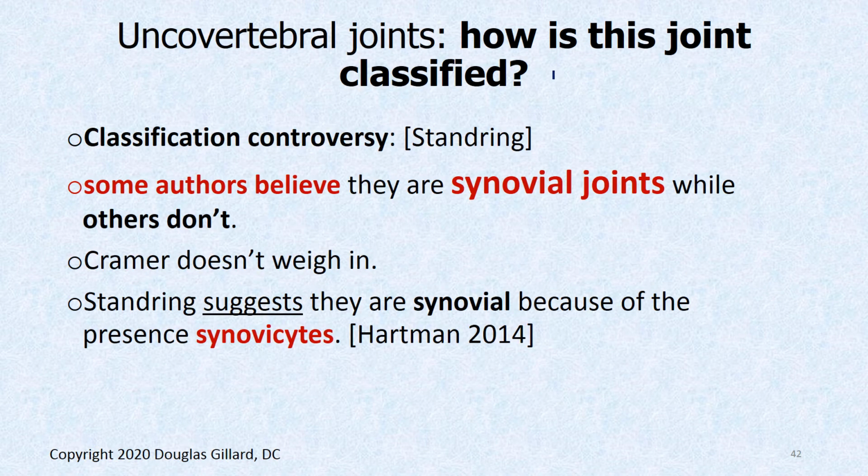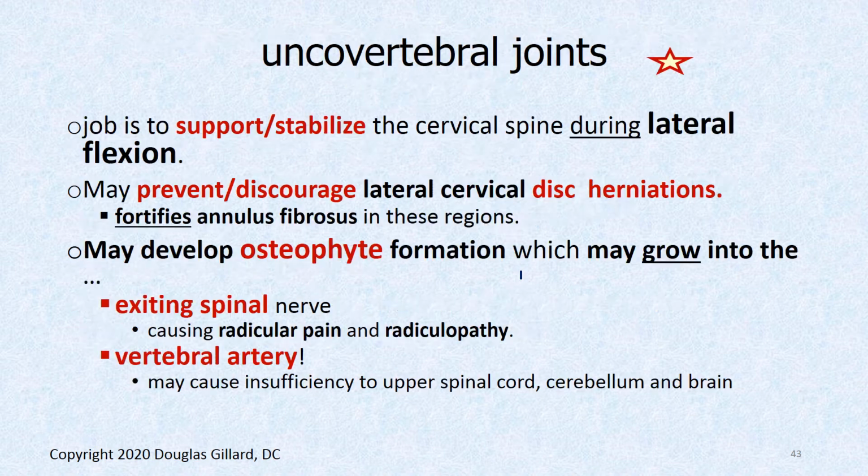How's the joint classified? Some authors believe that they are true synovial diarthrodial joints, while others don't. So it's a little controversial. I don't think you'll see a question probably like that. Cramer doesn't even talk about it. There is a synovial membrane and synovial sites which make synovial fluid, so therefore they are. I say they're like a diarthrodial joint, but they do have a joint capsule and they do have synovial fluid. So, but Cramer is silent on the subject. Bogduk's silent as well.